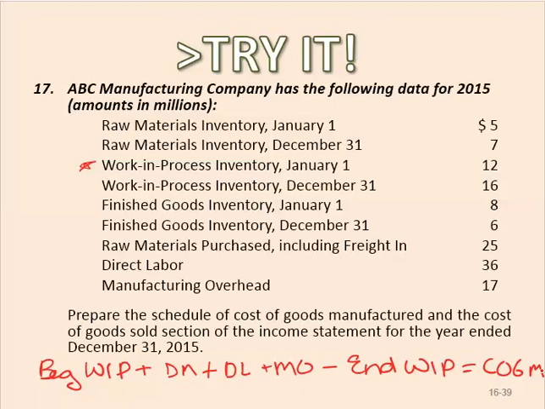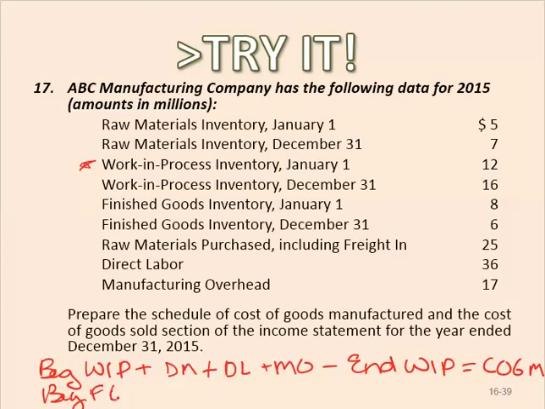Now cost of goods sold, on the other hand, is a little bit easier. And that starts with your beginning finished goods inventory. Beginning finished goods inventory plus the cost of goods manufactured that we just calculated, minus our ending finished goods, and that equals cost of goods sold.